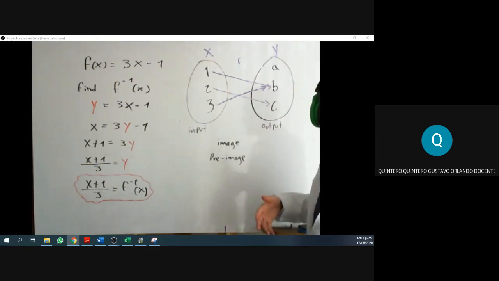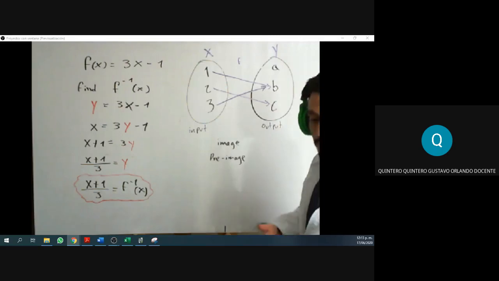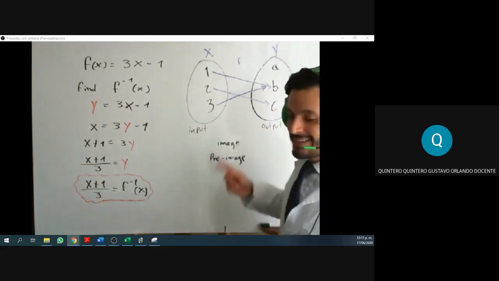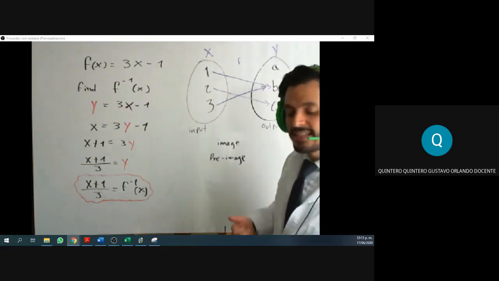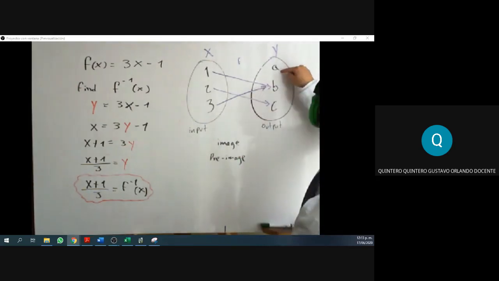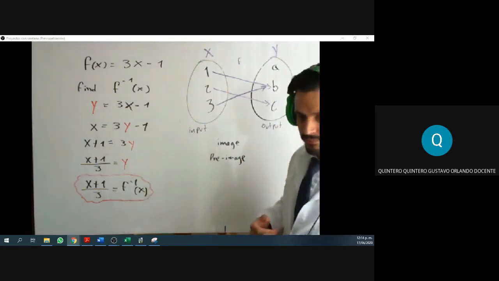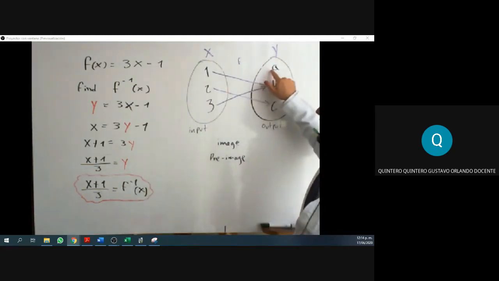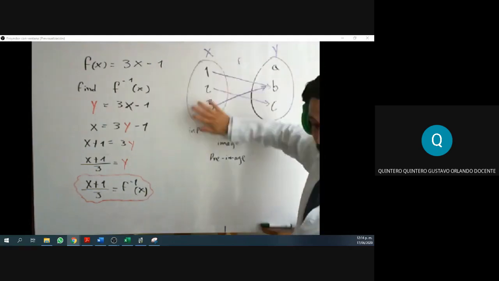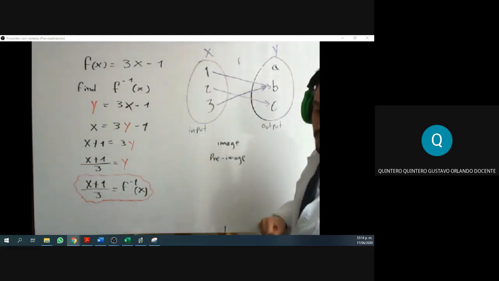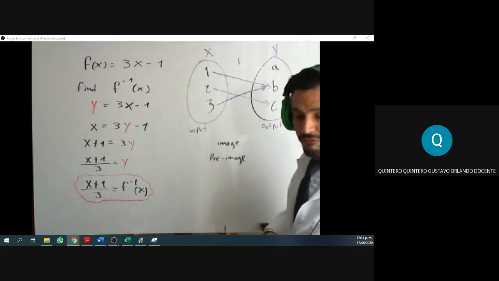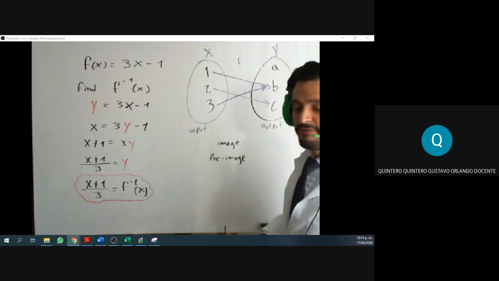Now, there is a problem. Some books are going to say that this is not a function, and some books are going to say that this is a function. Why? Because the A is not connected to someone. That is a problem for some books. Simply because the A is not connected to some element in the input, some books say that that is not a function.